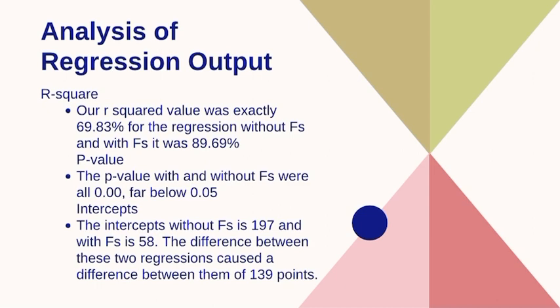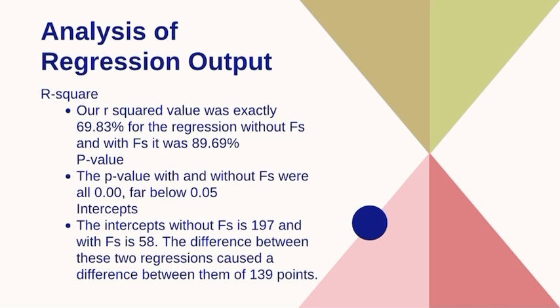The p-value for the regression without and with the F's both came to be 0.00. The p-values needed to be lower than 0.05 to be able to be used. Therefore, we are able to use both of the regression analyses since they met that criteria.